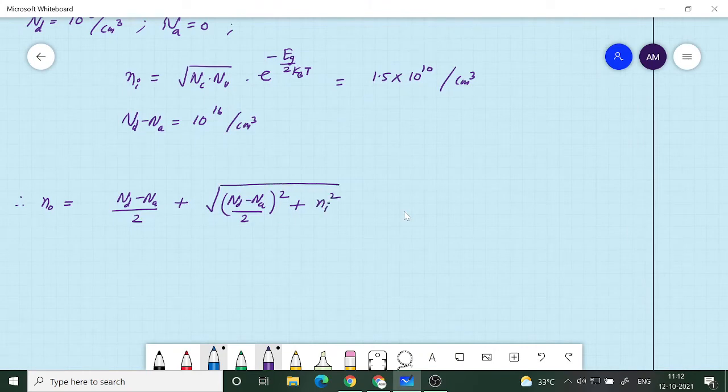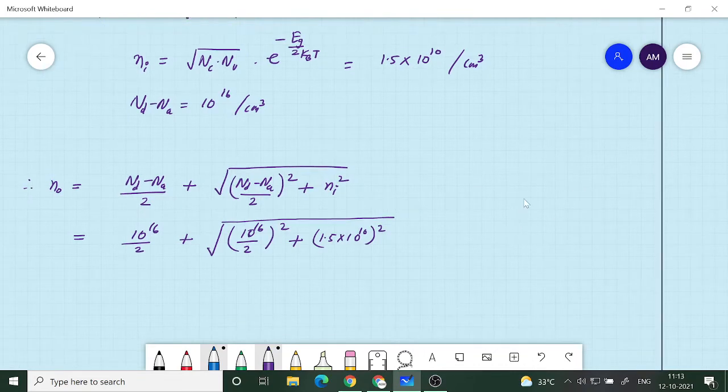So all the numbers we require are available with us. That is 10 raised to 16 by 2, plus the square root of 10 raised to 16 by 2 the whole square, plus 1.5 into 10 raised to 10 the whole square.